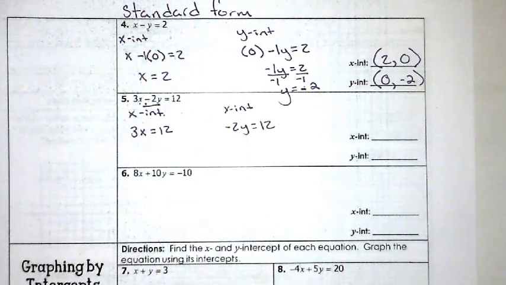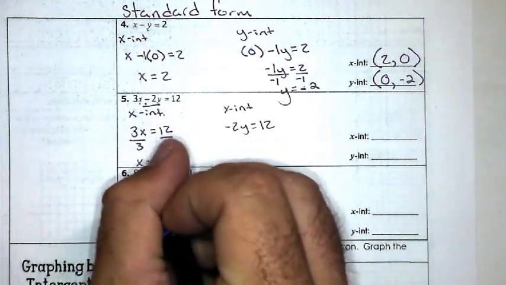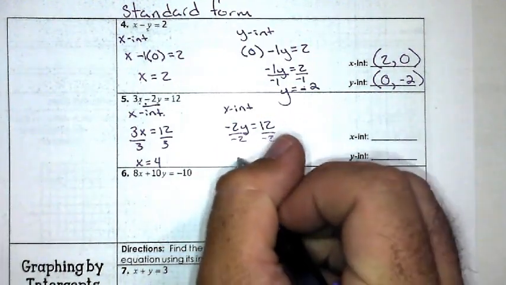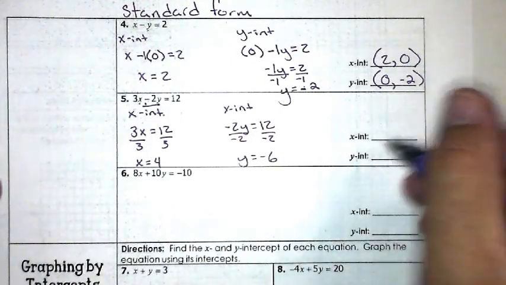Divide by 3 on both sides, x equals 4. Divide by negative 2 on both sides, y equals negative 6. You just cancel out the opposite variable. You're basically just like, I'm done with this. Okay, so that would give me 4, 0, and 0, negative 6.